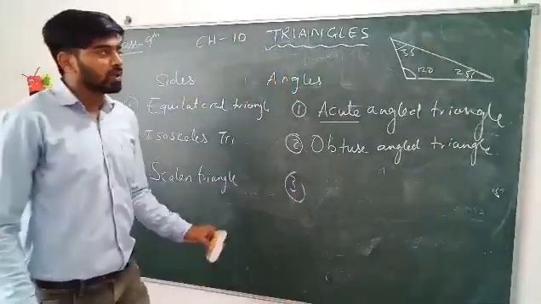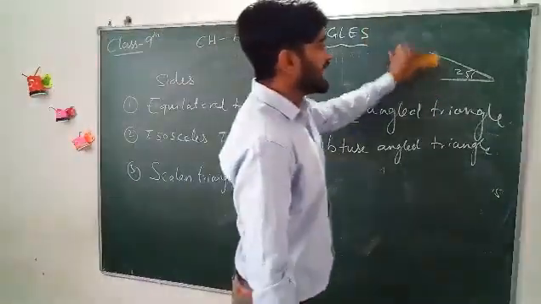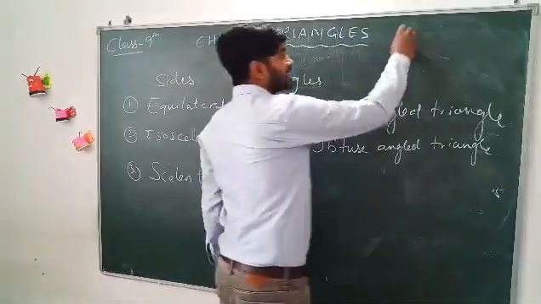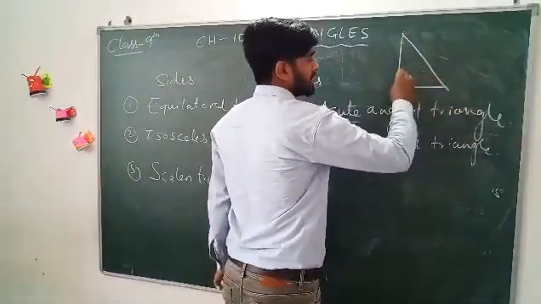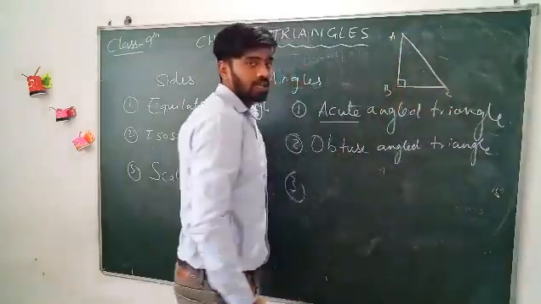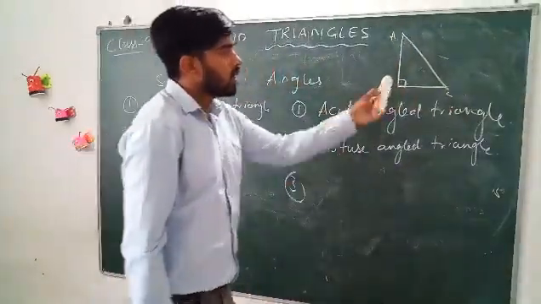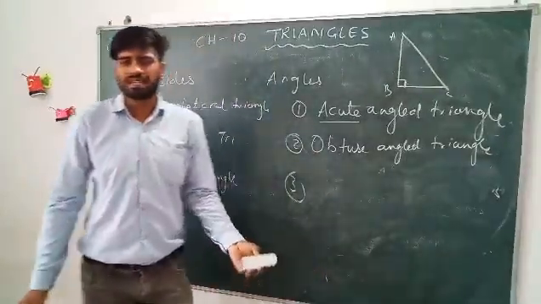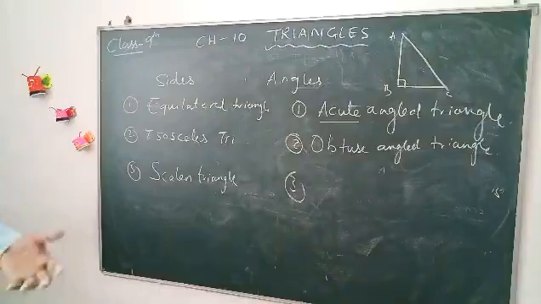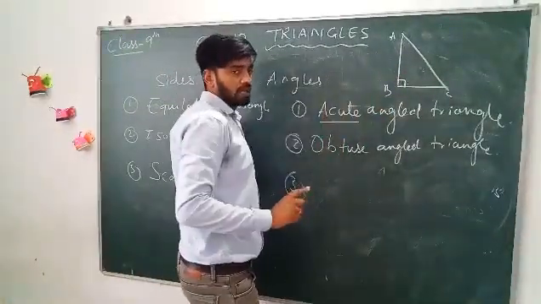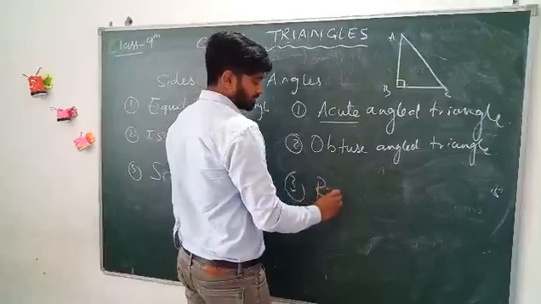Now the third one is called the right angle triangle. You might know the right angle triangle. A right angle triangle is a triangle in which one angle is 90 degrees. This one is 90. So that is called a right angle triangle. The rest of the two angles can be less than 90, but they are not supposed to be more than 90. They have to be less than 90, but one angle should be 90. That is called a right angle triangle.